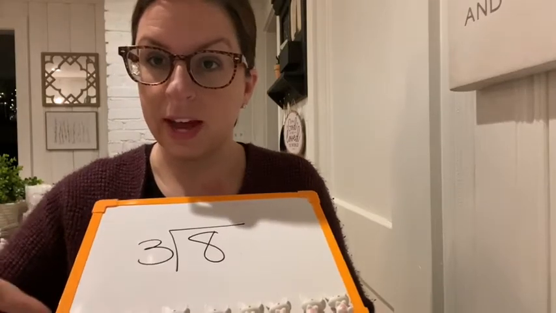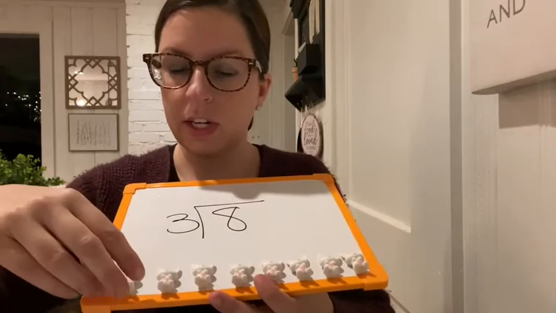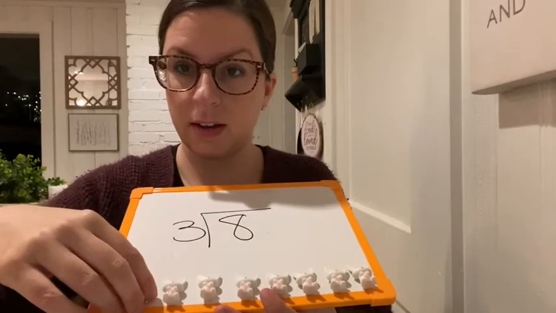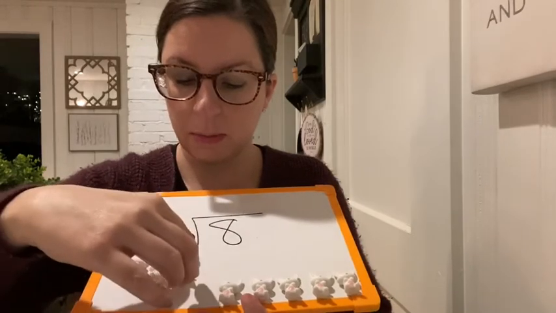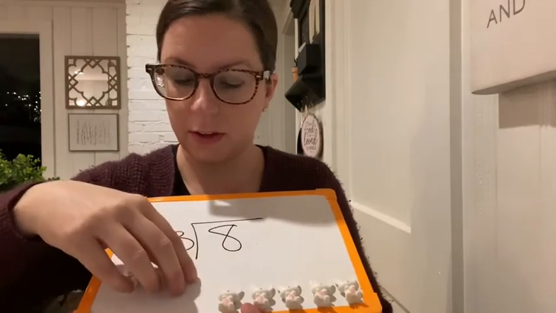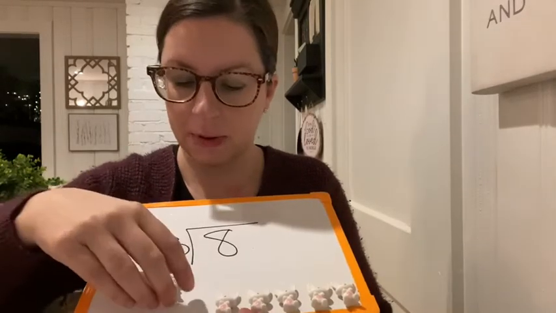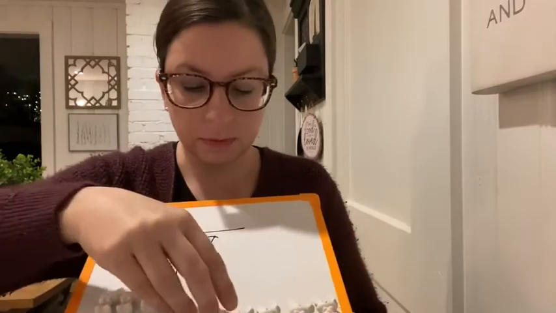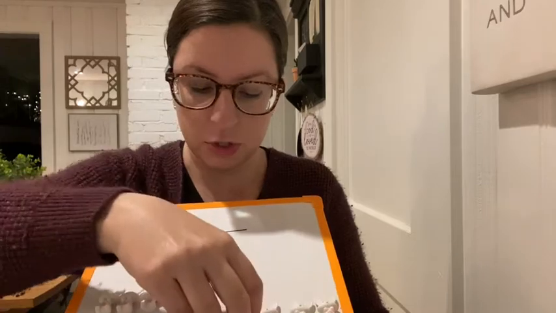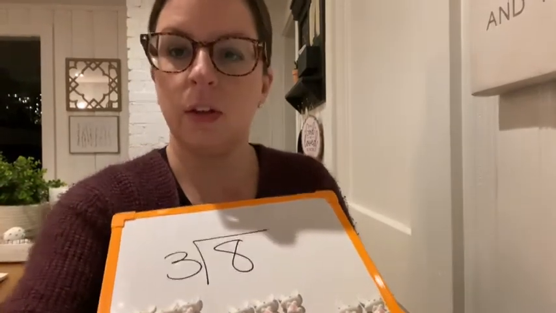So I have 8 bunnies right here. I want to divide them into 3 groups. Now, one way that I can do this is by knowing my multiplication tables. So what is 3 times 1? That's right, 3. So I'm going to put 1 group of 3. I didn't mean 3 groups, I meant groups of 3. I'm sorry about that. So 1 group of 3. That's 3 times 2, 6. So now I have 2 groups of 3, or 6.